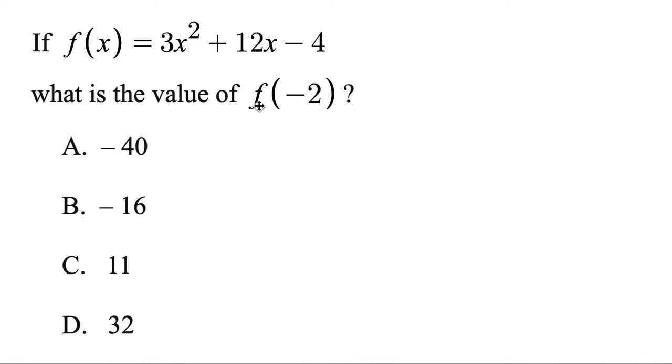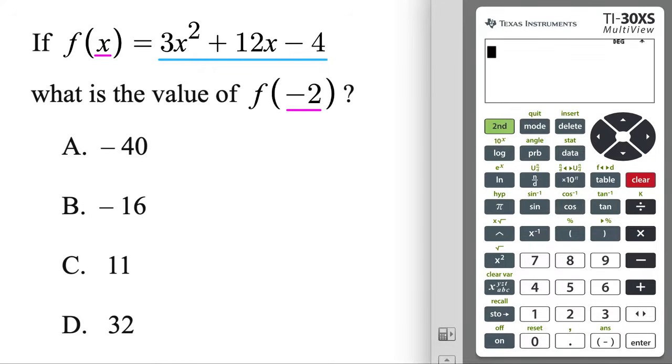Whenever you have this notation, f parentheses -2, let's highlight that. Notice x was in parentheses here. In other words, you're just changing x's to -2's. And that's what we're going to replace here and here in this equation. So let's go ahead and use the calculator.